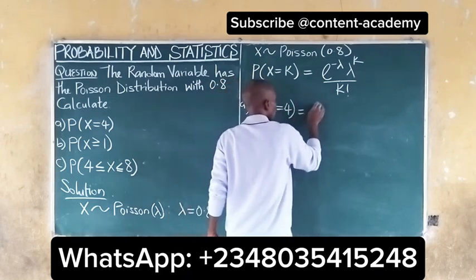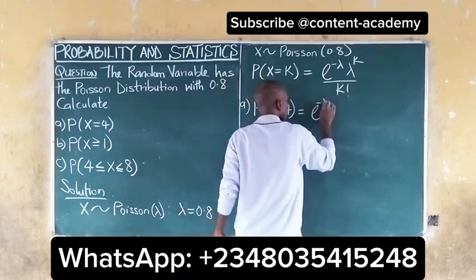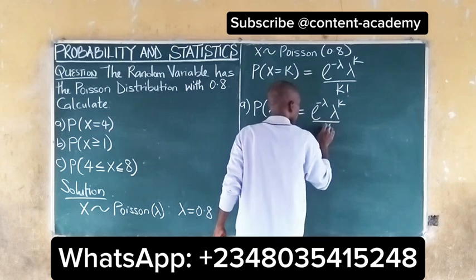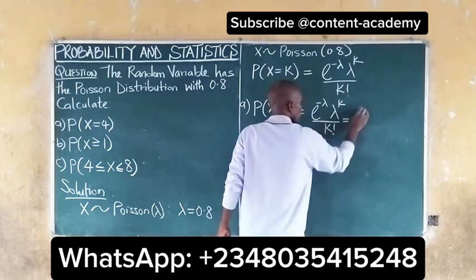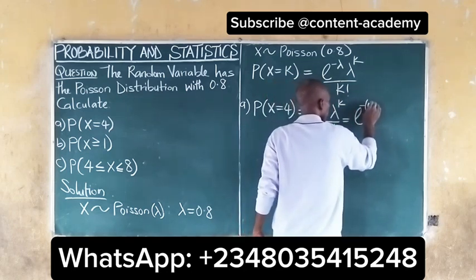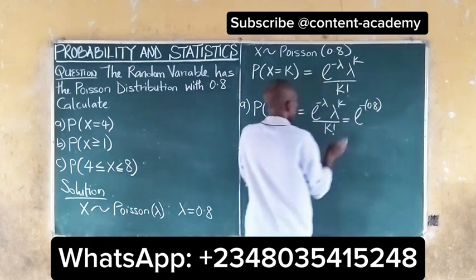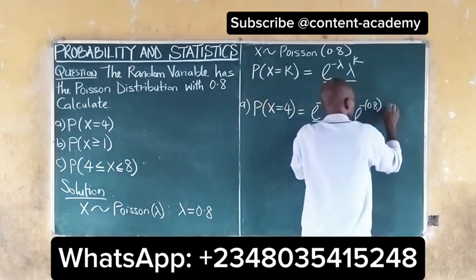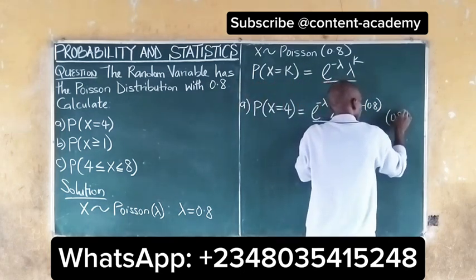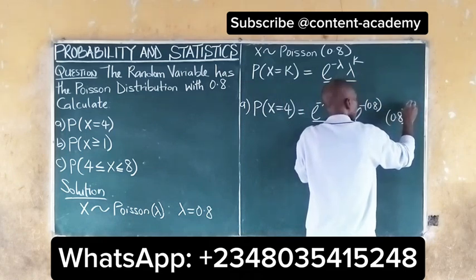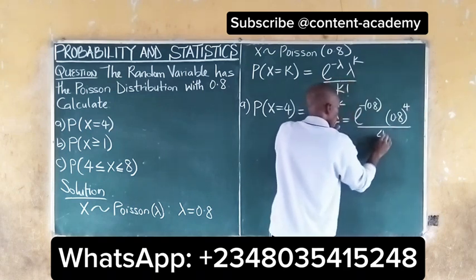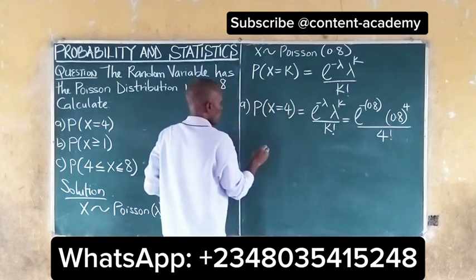The probability that X is equal to 4 is exponential negative lambda times lambda raised to the power of k all over k factorial, which is equal to exponential negative 0.8, because 0.8 is our lambda, times 0.8 raised to the power of k, where k is 4 in this case, all over 4 factorial. So that's what we have.